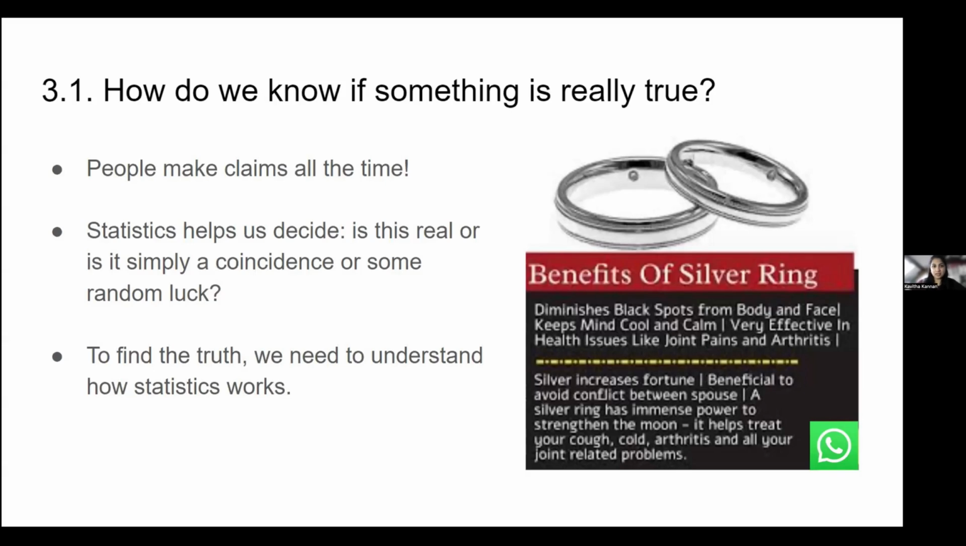This is the first thing that one has to really think about when we are addressing any kind of a claim. For example, this picture, I found it from a random WhatsApp forward from one of my family groups, where let's say my mother claimed that yeah, wear silver rings. It's very important. It increases your fortune, and she said things like, yeah, it's very good. If you're a woman, you have to wear a silver ring. It's good for your health.